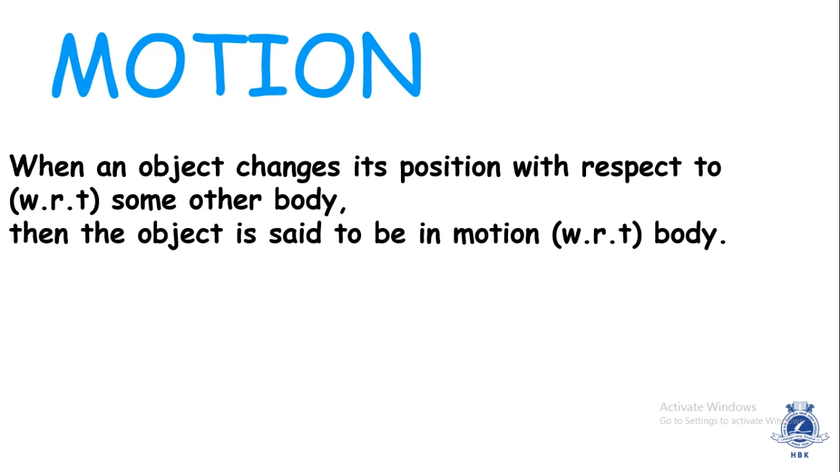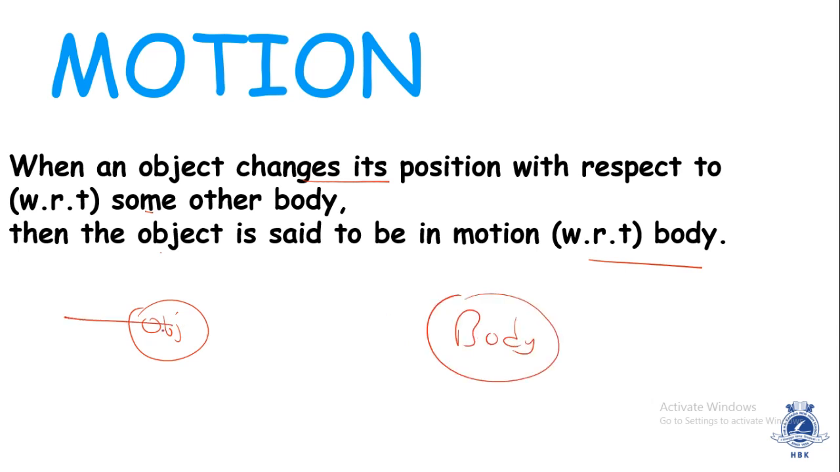So this is a definition. When an object changes its position with respect to some other body, then the object is said to be in motion with respect to that body. This seems complicated at first glance, but later, once you get familiar with it, you will understand it better. Imagine this is an object and this is a body. When the object changes its position with respect to that body, then the object is said to be in motion with respect to that body. It's a very simple definition, and I will go into detail in our next lecture.